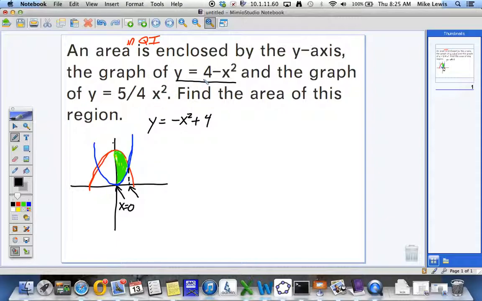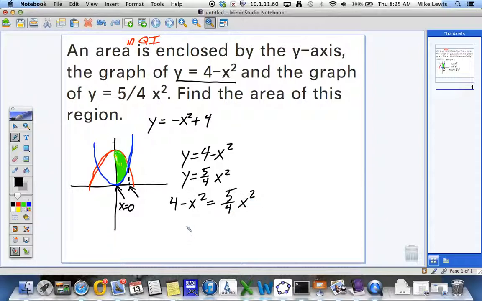So that means the y-coordinate from here and the y-coordinate from here have to be the same y-coordinate. In other words, these two y's are equal to each other, which means these two things have to equal each other. So we can say 4 minus x squared has to equal 5/4 x squared.